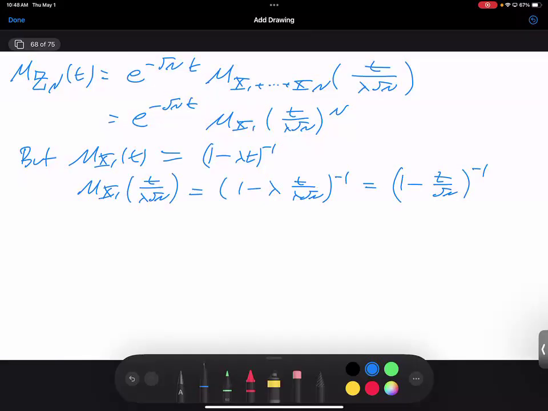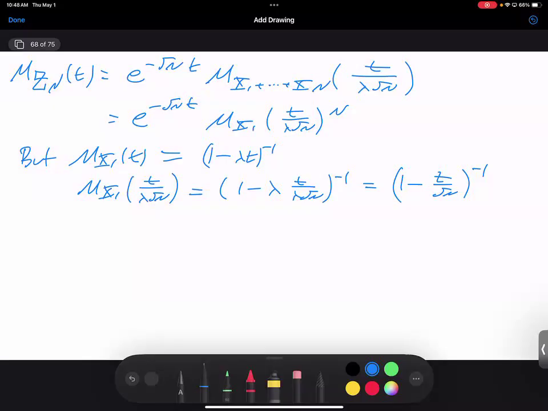What is the easiest place to evaluate a moment generating function? What value of t is the easiest? 0, right? You're taking the expected value of... well, I'm sorry, it's the exponential of 0. Sorry, the expected value of the exponential of 0 is just going to be 1. So the moment generating function at 0 is always going to be 1.